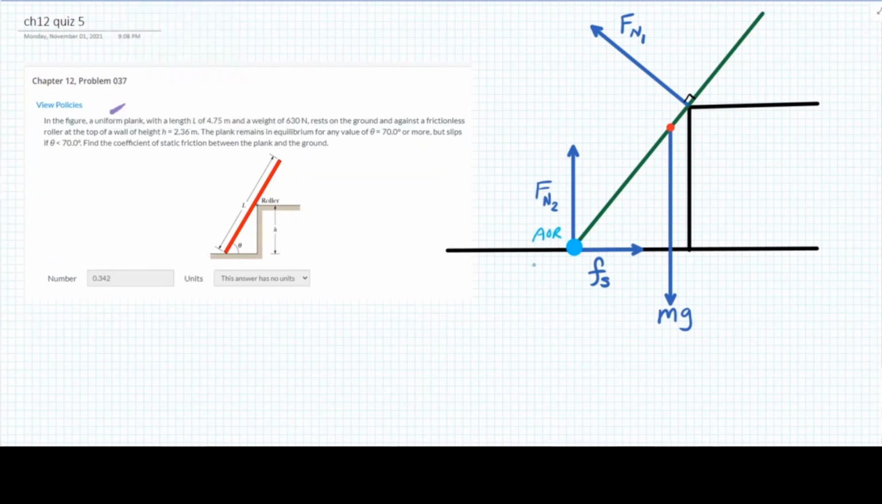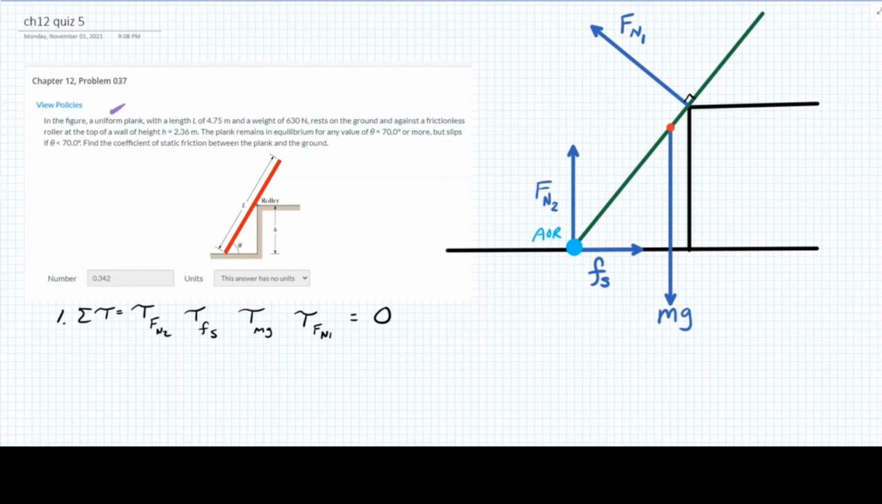So let's do the analysis. There's one advantage in calling that the AOR. If I call this the AOR, then right away I take out two of these forces when I do my torque analysis. And you'll see that coming up. Now let's do the sum of all torques. I have the torque due to Fn2, maybe a torque due to F sub S, maybe a torque due to mg, and maybe a torque due to Fn1. They got to equal 0 if we're in static equilibrium.